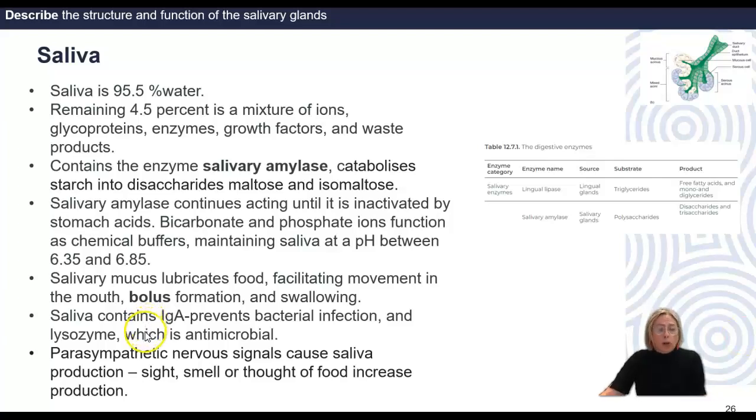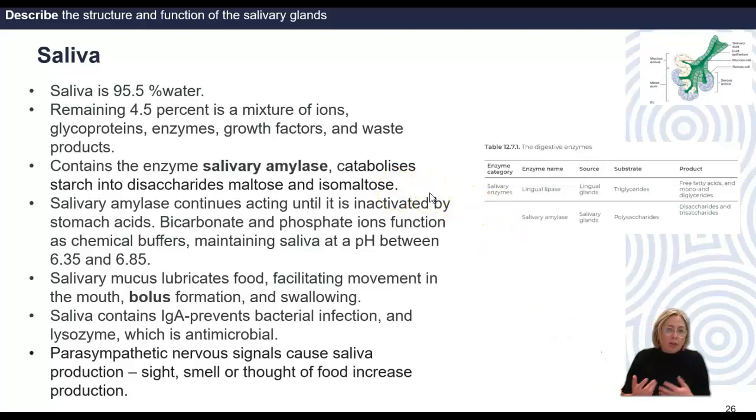So if we look at the composition of saliva, it's nearly all water, right? The remaining 4 to 5%, though, is a mixture of ions, glycoproteins, enzymes, growth factors, and waste products. It does contain the enzyme salivary amylase, which begins the digestion of starch. So it catabolizes starch into the disaccharides maltose and isomaltose.